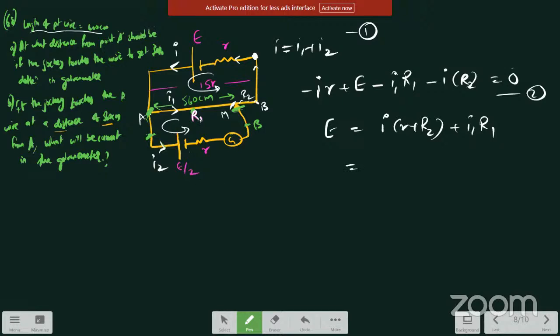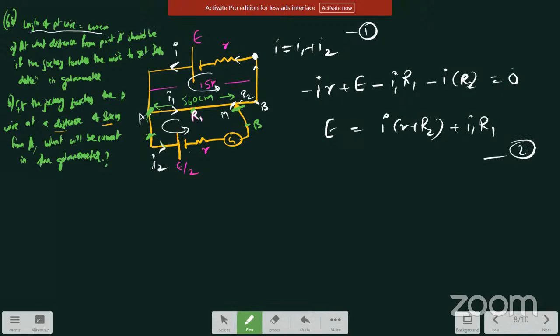And from here I will get I1 and I2. So let me convert this into I1 plus I2, it will be very comfortable. So I1 plus I2 is put here: R plus R2, plus I1 R1. Or else leave it, we are changing nothing. This is equation 2, let us say.